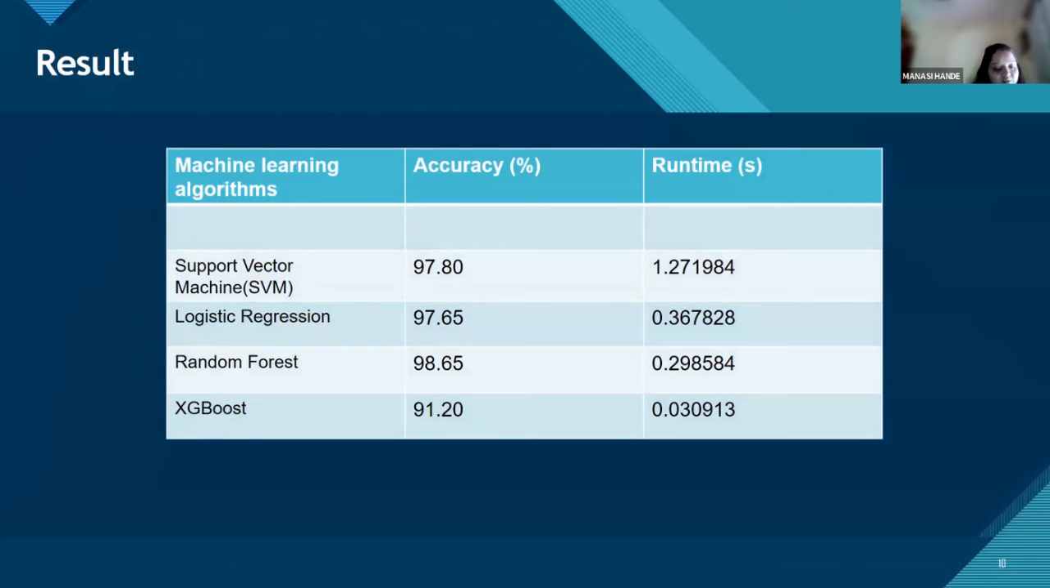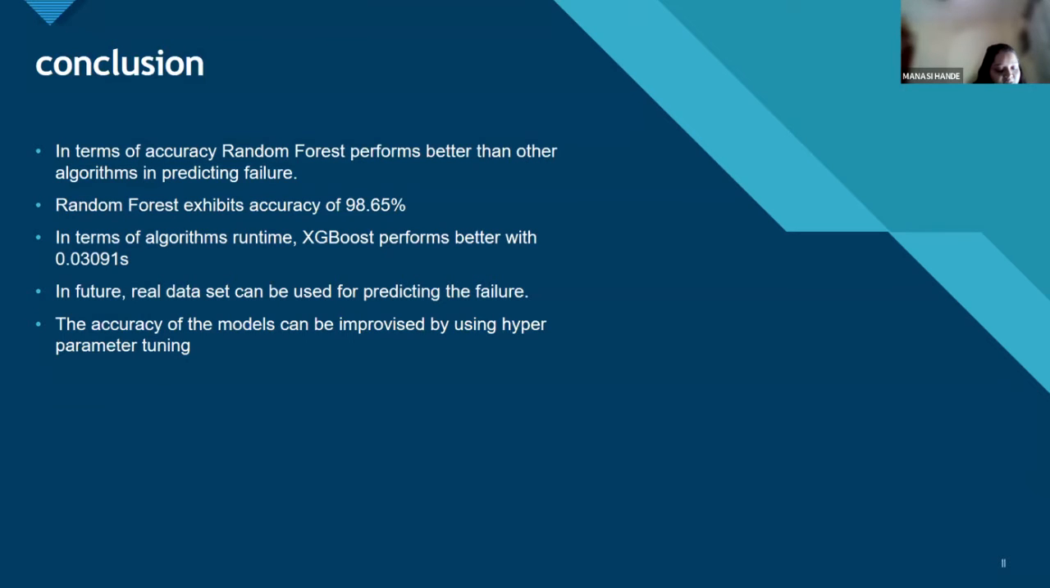These are the results for my project. Algorithms used for prediction are evaluated based on accuracy and training runtime. It can be seen from the table that random forest exhibits the highest accuracy, about 98.65%. In conclusion, random forest is better than the other supervised learning algorithms used for prediction. In terms of runtime, XGBoost takes the least time to train the model, around 0.03 seconds.